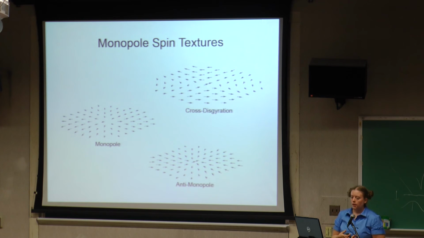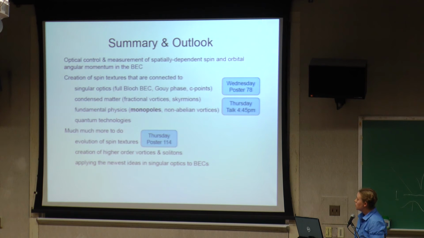So using fairly old ideas from singular optics on these cylindrical beams, we can create three completely new types of spin textures in the BEC. Our next steps are to imprint multiple spin textures into the condensate and watch them evolve. Of course, atoms interact; photons, it's a little harder to get them to interact, but we're hoping to see some interesting evolution that's been predicted by a number of BEC theorists.